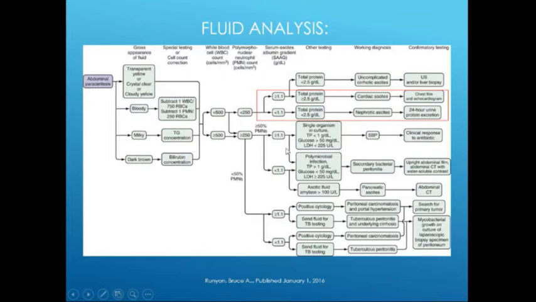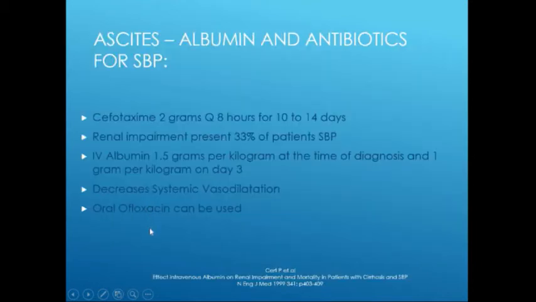Now, the thing that I put on here that I think is really helpful, and I think most of y'all already know, is that if you do a tap on somebody and they have an albumin gradient greater than 1.1, that certainly indicates that they have portal hypertension. The only other differential of that would be cardiac cirrhosis. So that is one area that you can check a total protein. So if you have a total protein in your ascitic fluid that's 2.5 or greater, that goes along with cardiac cirrhosis as opposed to a primary cause in the liver. You can also look at total protein being less than 1 gram as a marker for spontaneous bacterial peritonitis. So you can get a lot of information from an albumin gradient.